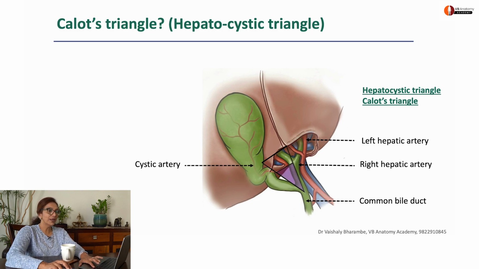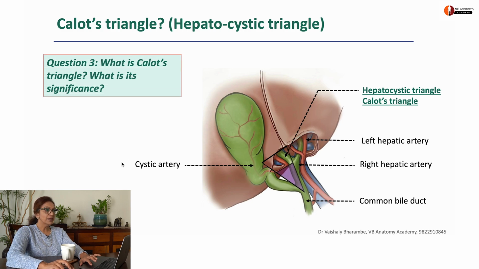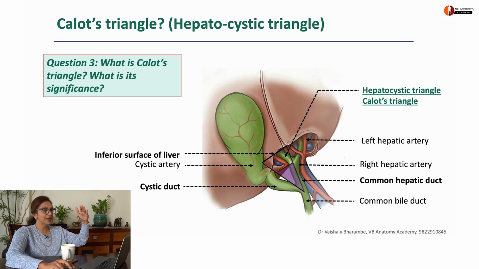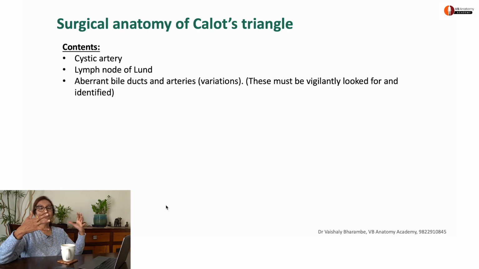But at this point, I want to introduce the Calot's triangle. Calot's triangle is a triangular area, okay, which is bound on one side by the common hepatic duct, on the other side by the cystic duct, and superiorly by the inferior border of surface of liver. In this triangular area, a lot of anatomically relevant structures can be found. Cystic artery, lymph node of Lund, aberrant bile ducts and arteries are all found here.